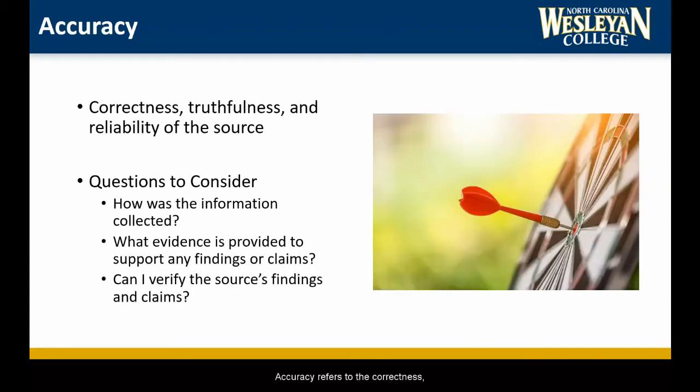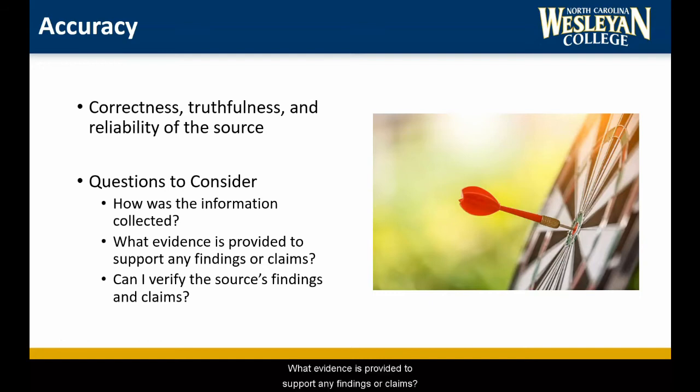Accuracy refers to the correctness, truthfulness, and reliability of a source. Some questions to consider here include, how was the information collected? Analyze the research methods the author used to gather data and information. Research methods could include interviews, questionnaires, field studies, chemical analyses, archival work, literature reviews, etc. Check for potential flaws or biases in the author's approach.